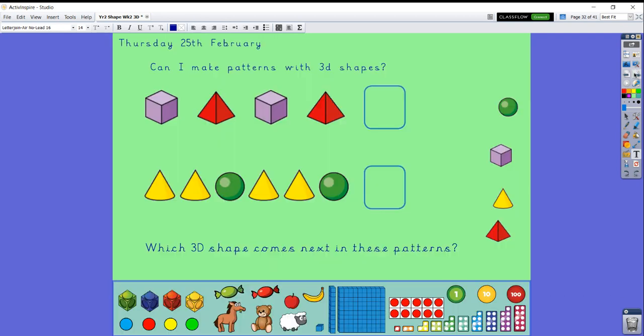So, thinking about our activities, our learning for today. So, we're starting off with making some patterns. Have a look at these patterns. Which shape are you going to pop in the box next? Press pause.